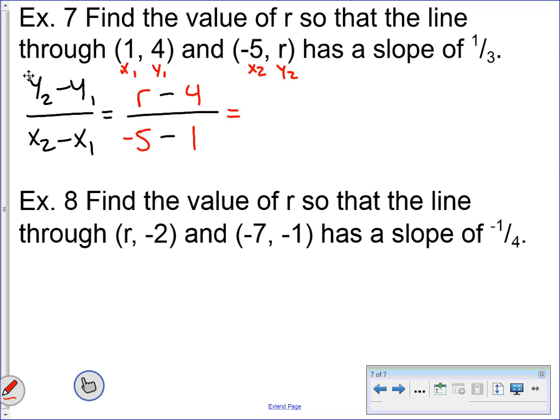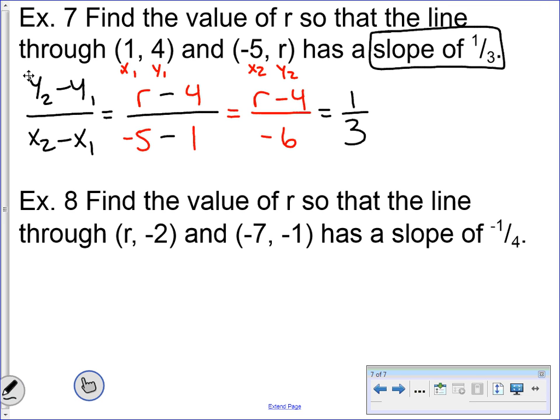Now I will simplify the part of this problem that I can. R minus 4 does not have like terms, but the denominator, -5 minus 1 does, which is -6. So I've simplified my slope formula. Now remember, this is equal to slope. And in this problem, the slope is 1 over 3.